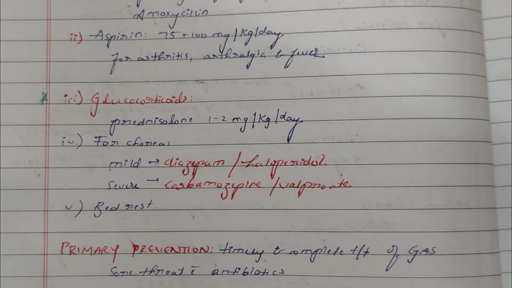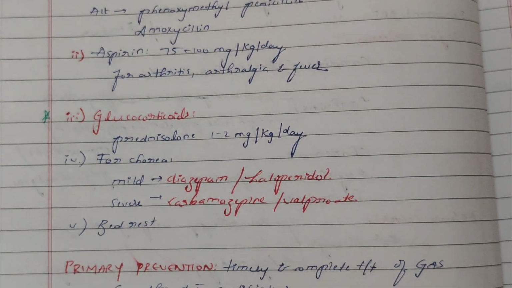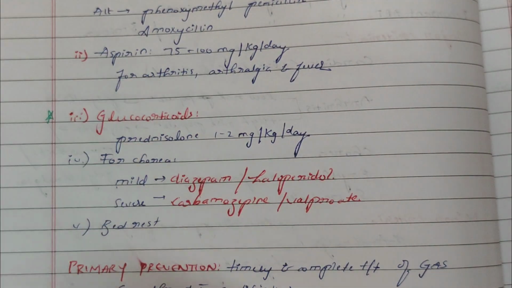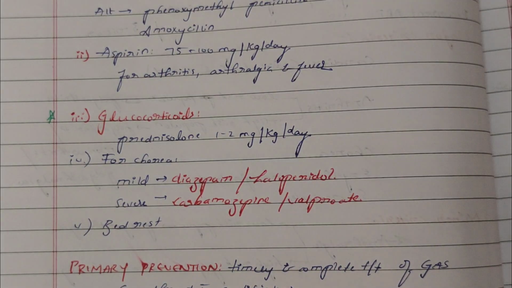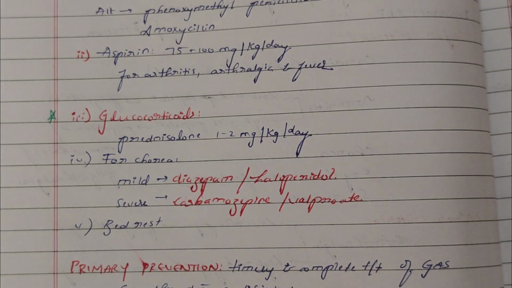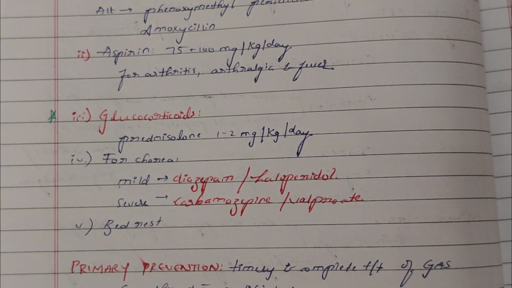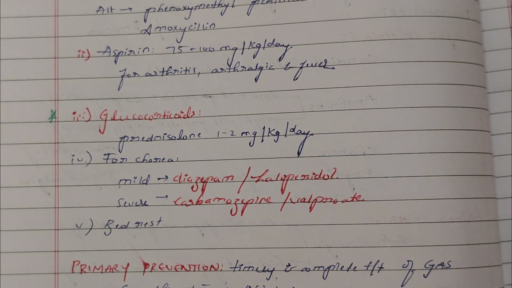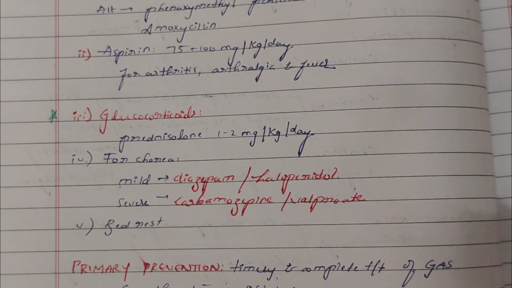So in management also we are giving 5 things. Major criteria we have read 5, in clinical features we have read 5, and also in the management we are reading 5. That is penicillin. The second thing is aspirin for arthritis, arthralgia and fever. The third thing is glucocorticoids. For chorea, in mild we are giving diazepam, haloperidol. In severe, carbamazepine or valproate. And the fifth thing is bed rest.